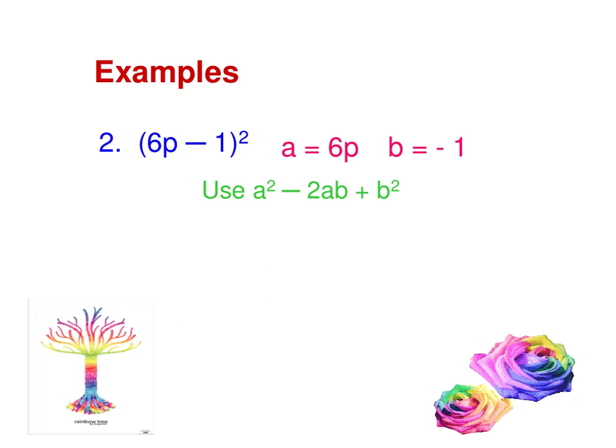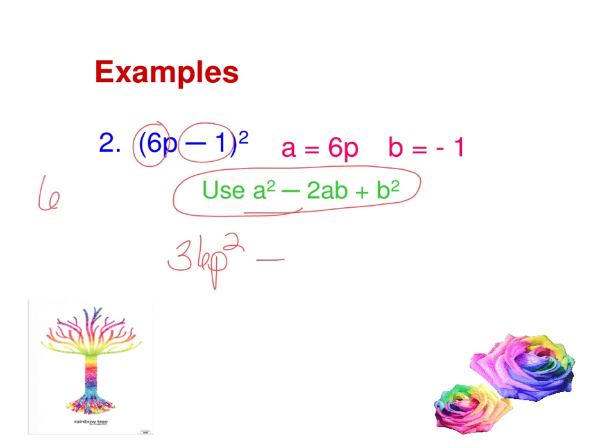So here we're going to use the pattern with the quantity 6p minus 1, squared. All I have to do is square the first term. 6 times 6 is 36, and it's p squared. Since it's a difference, my next term is going to be negative. I take my first term, multiply it by my second, which gives me negative 6p, and then I multiply it by 2, which gives me negative 12p. And finally, I square that last term, which gives me 1.